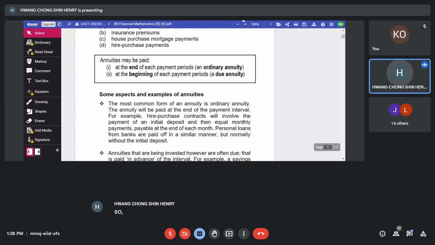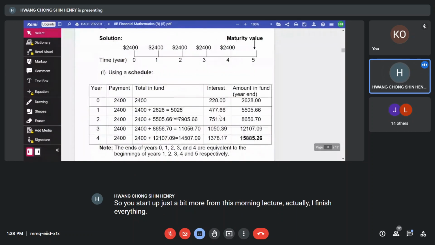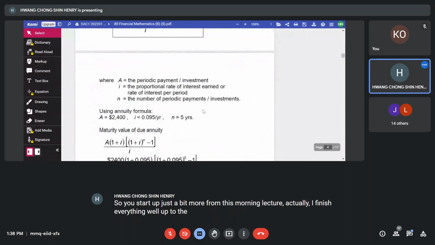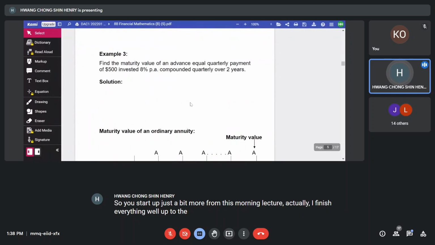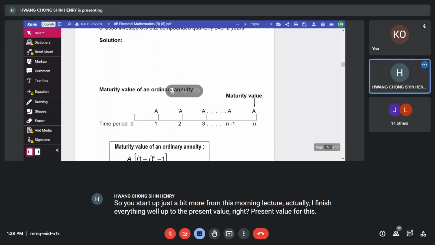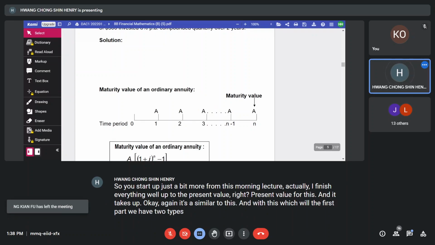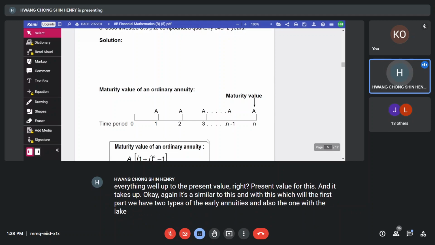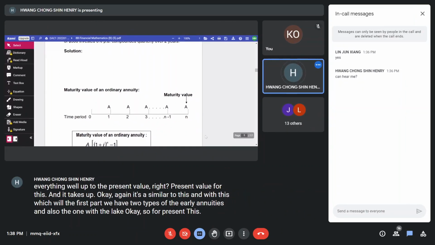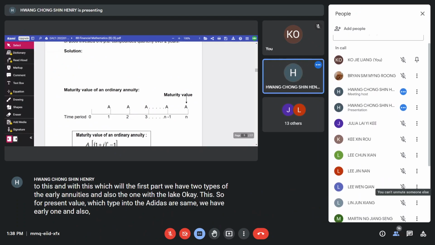So we start just a bit more from this morning's lecture, right? Actually, I finished everything up to the present value, present value for annuities. Again, it's similar to the annuities we learned in the first part. We have two types, the early annuities and the late annuities. For present value, both types of annuities are the same. We have an early one and also the late.